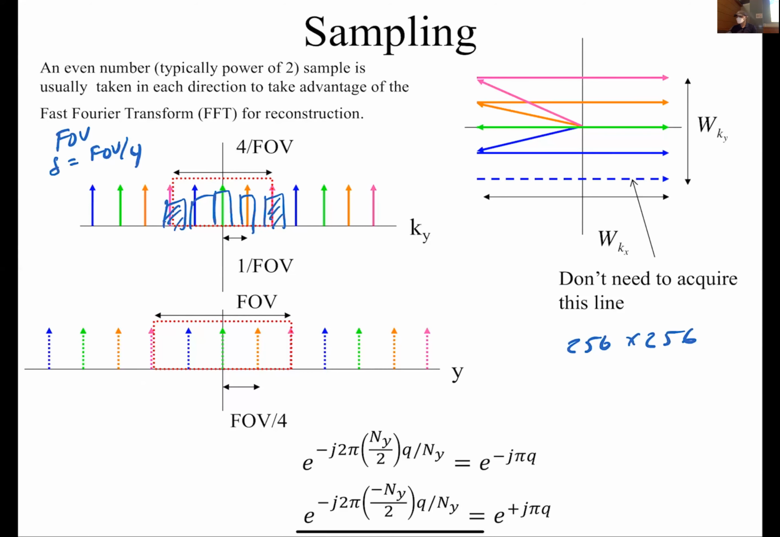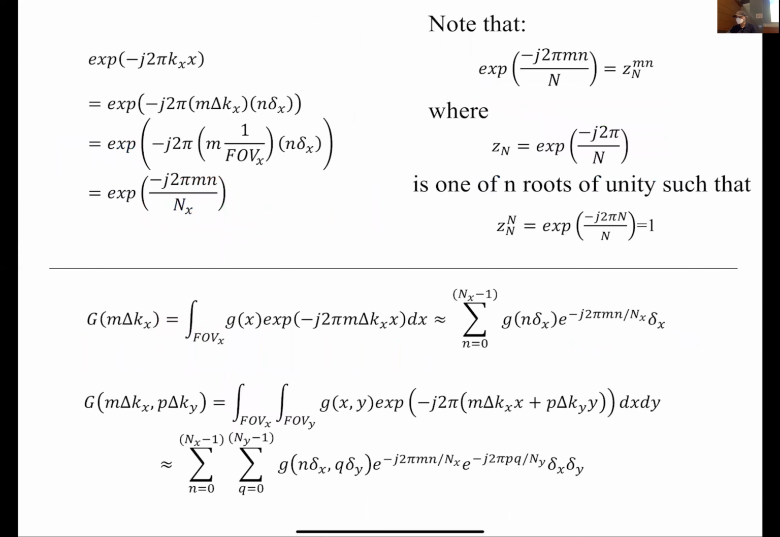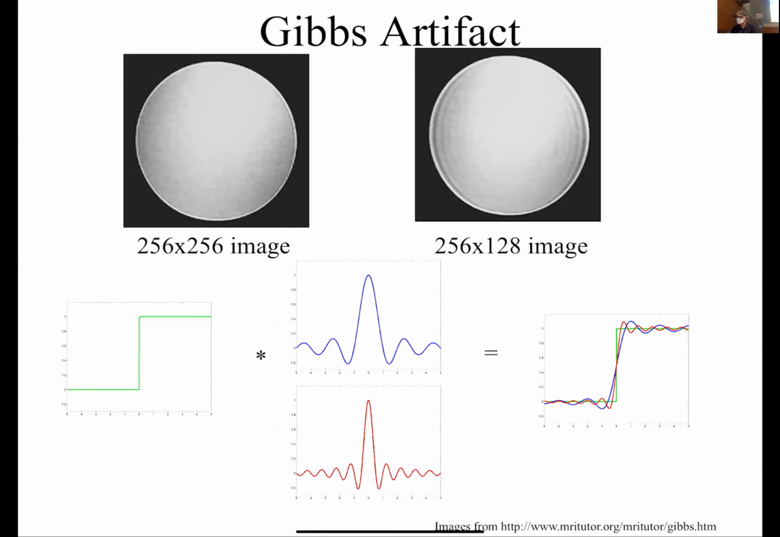Okay. I'm not going to go over this. This just goes out into a little more detail. The other part we want to talk about is windowing. And this is a little bit related to CT, where you look at the Ramlack filter and variations of the Ramlack filter.